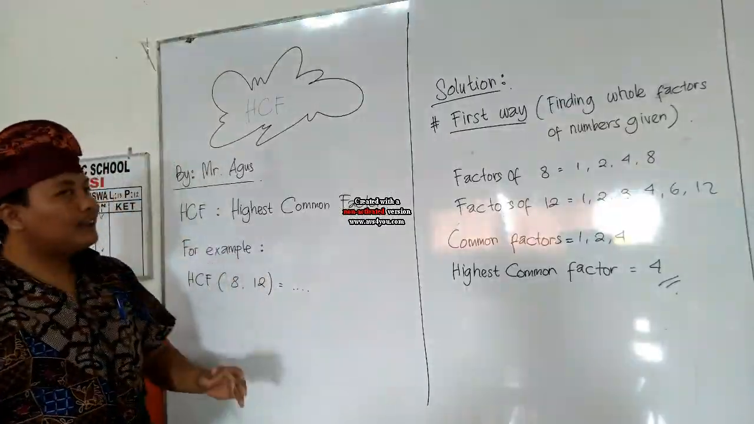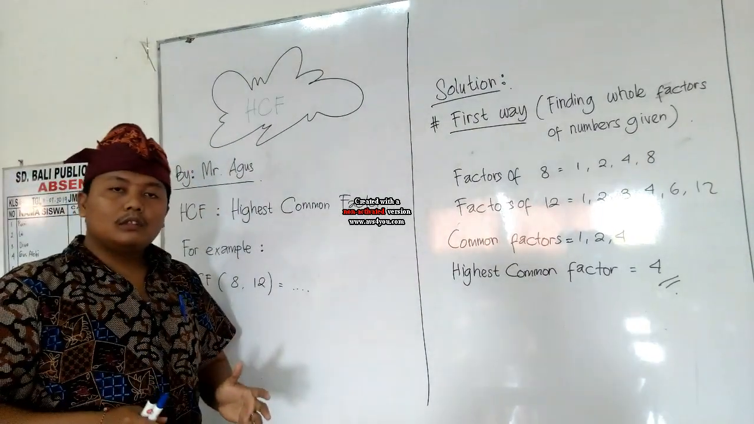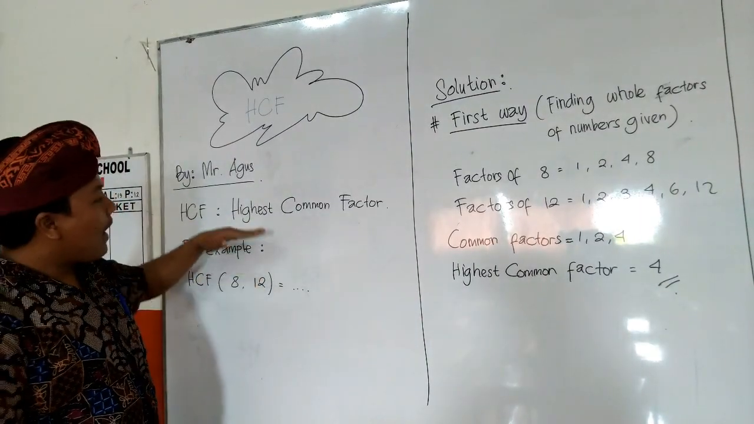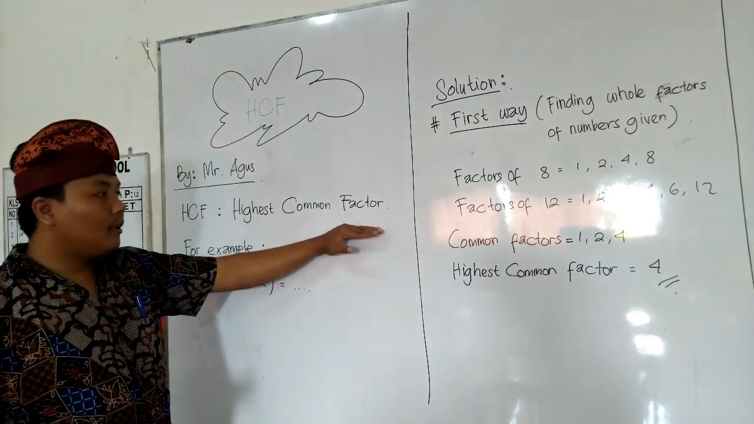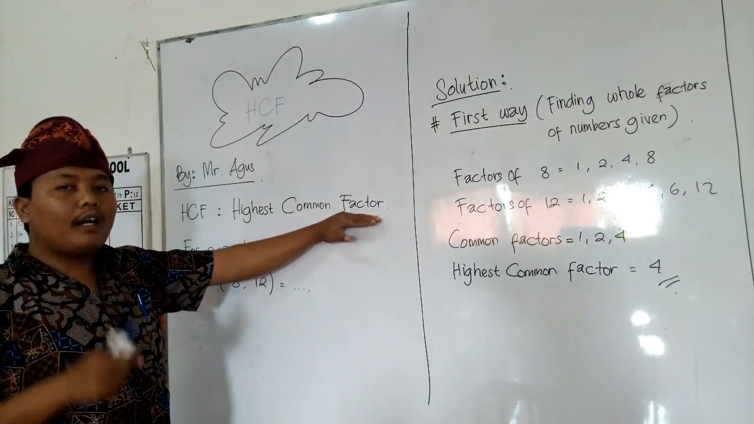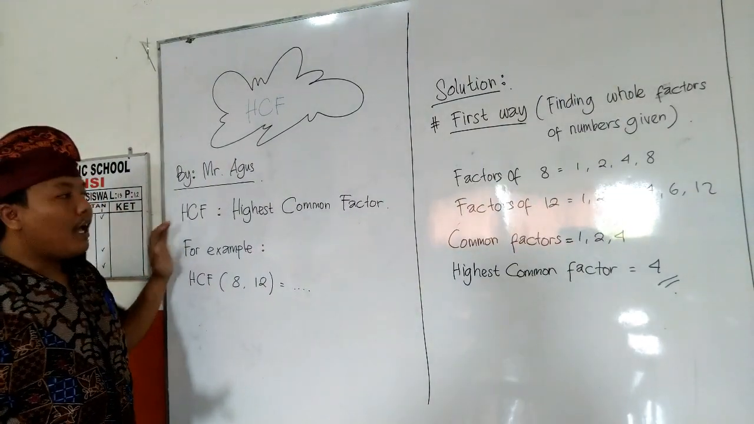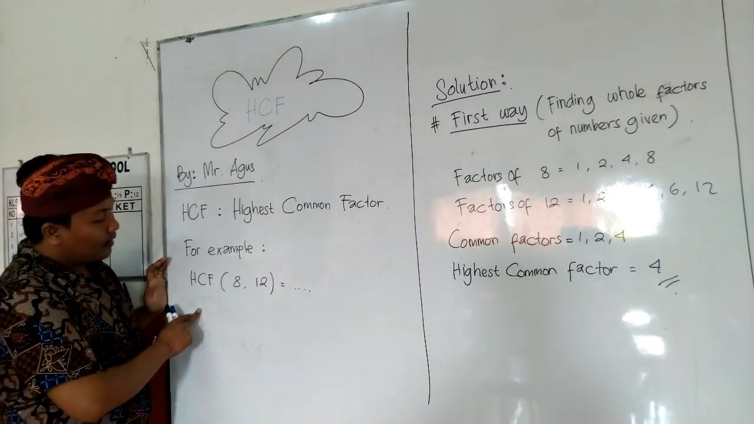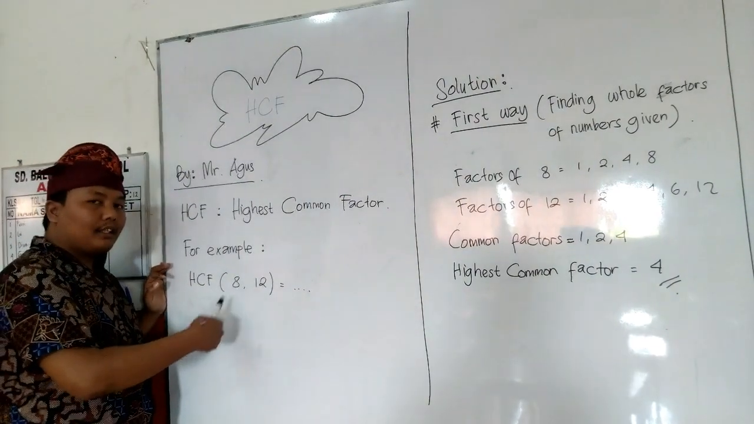Okay, before we try to solve HCF problems, you need to know the meaning of HCF. HCF means highest common factor. Like I told you before, you need to learn how to find the factors of a given number. You already learned about it in the last meeting. So, to solve a problem about the highest common factor, for example, how to find the HCF of 8 and 12.